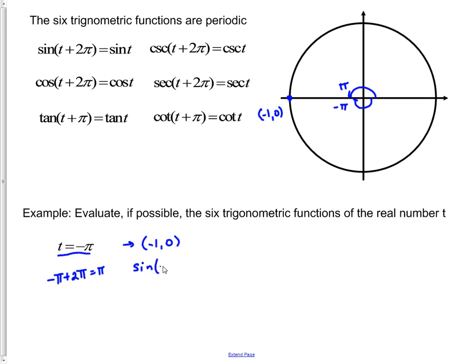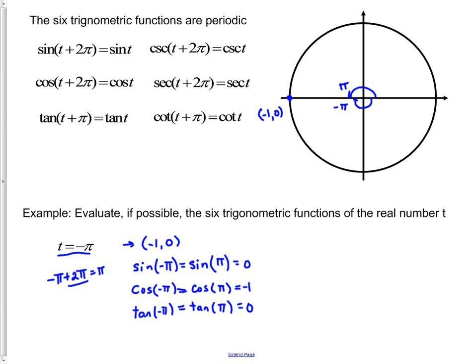Saying something like sine of negative pi is equivalent to stating the sine of pi. Because it's periodic, the difference between the two angles is 2 pi, then both of these will equal 0. And we can go on and say the same thing about the rest of our trigonometric functions. For instance, the cosine of negative pi is equal to the cosine of pi. They're both equal to negative 1, which is the x-coordinate at that position.